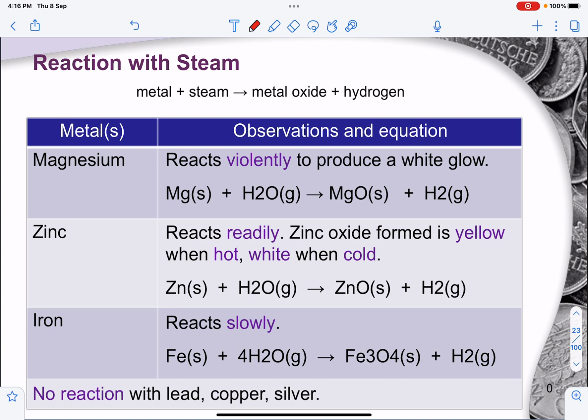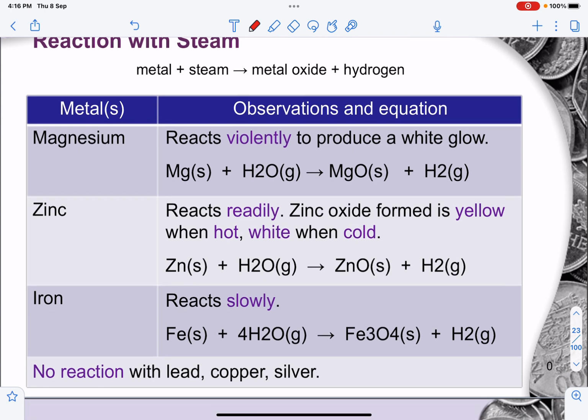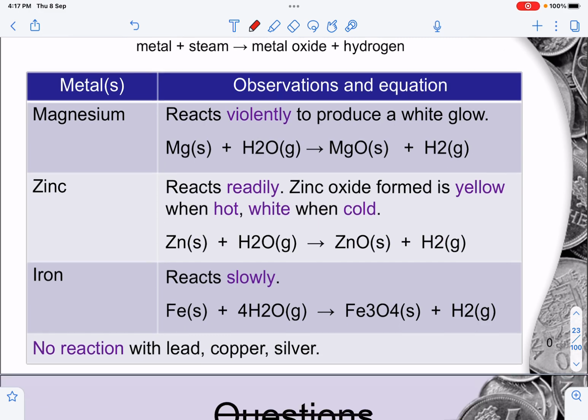Next, we look at the reaction with steam. For reaction with steam, the magnesium tends to react violently to produce a white glow, whereas zinc reacts readily, while zinc oxide is yellow when hot or white when cold. Iron reacts slowly, and of course there's no reaction for these three in hot water. Some of you may ask, well, potassium, sodium and so on, they are all the same as what you react with cold water. Same, just that the equation will be different.